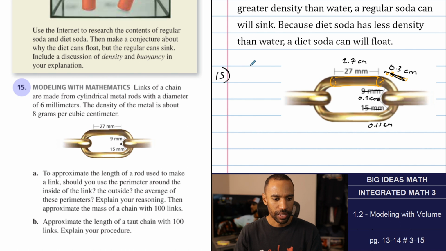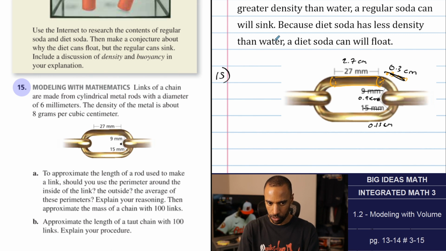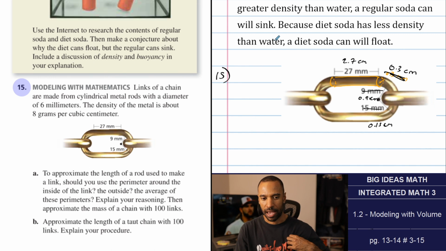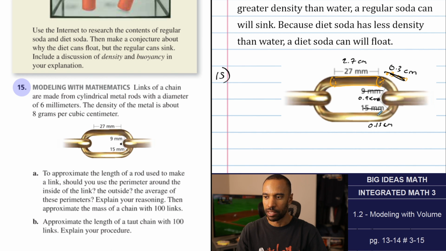To approximate the length of a rod used to make a link, should you use the perimeter around the inside of the link, the outside, or the average of these perimeters? Explain your reasoning. Then approximate the mass of a chain with 1,000 links. I guess that's what the 0.9 and the 1.5 are for, the outside and the inside.